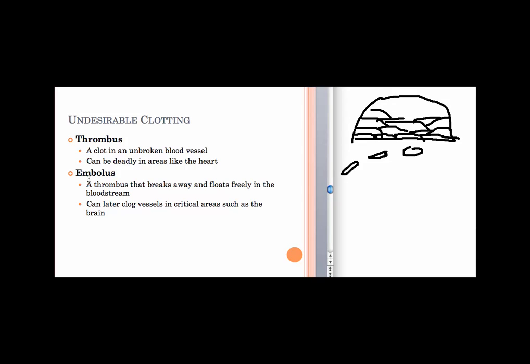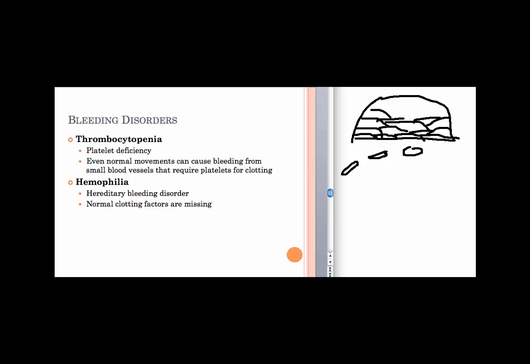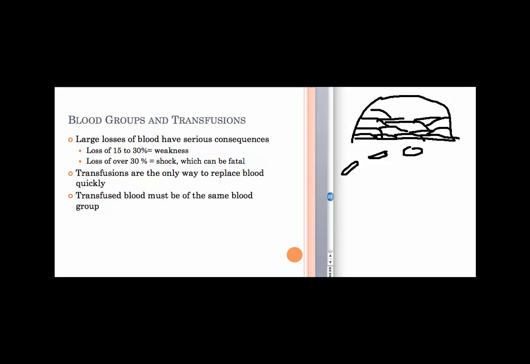Now, by chance, blood clots can also form even if we have no break in our capillaries or in our vessels, and that's called a thrombus. A couple of deficiencies: if we have thrombocytopenia, this is a platelet deficiency leading to a blood disorder where someone cannot stop the bleeding, so it leads to uncontrolled bleeding. Hemophilia is another type of bleeding disorder where normal clotting factors are missing, leaving the person unable to stop blood flow and blood from clotting.